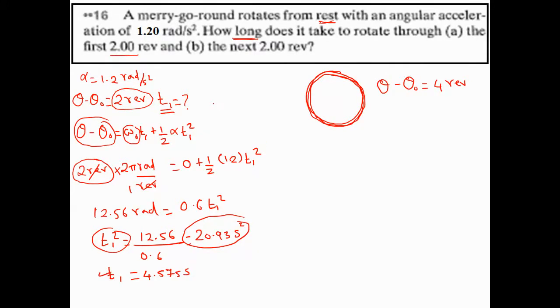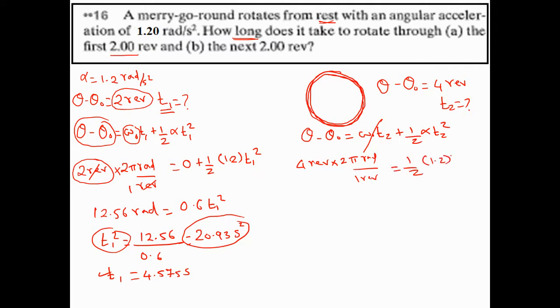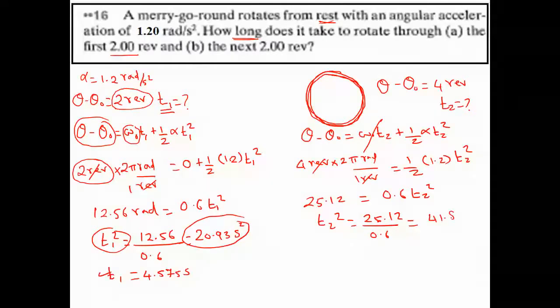Now we are going to find the value of T2. I use the same equation: theta minus theta naught is equal to omega naught T2 plus half alpha T2 square. Now this term will go. Here, 4 revolutions, I have to convert into radians by multiplying by 2 pi radian for 1 revolution, and half multiplied by 1.2 multiplied by T2 square. Cancelling revolution with revolution, you get 25.12 equal to 0.6 T2 square. Now T2 square is equal to 25.12 divided by 0.6, which gives 41.866 seconds square. Taking the square root on both sides, the value of T2 is 6.470 seconds.